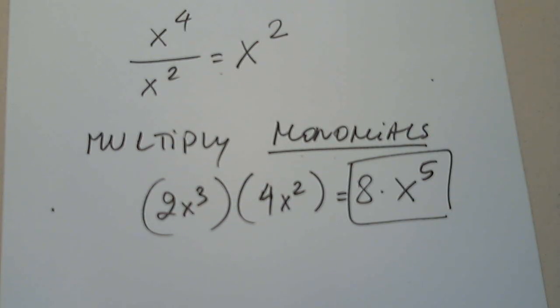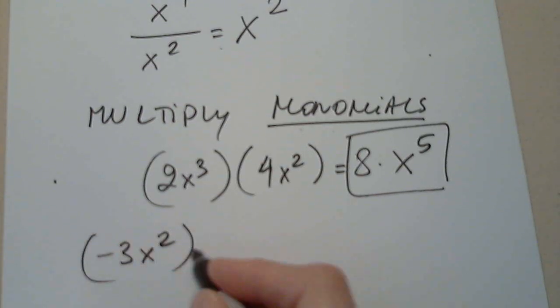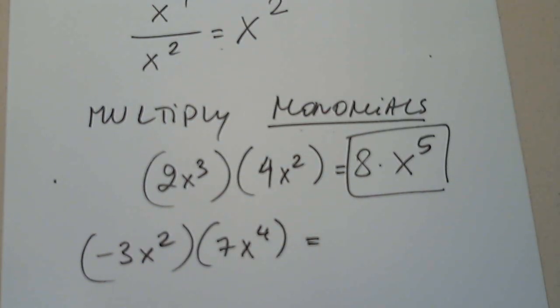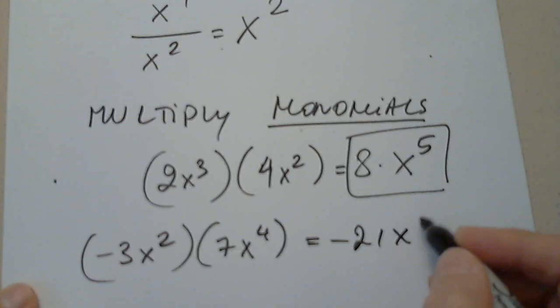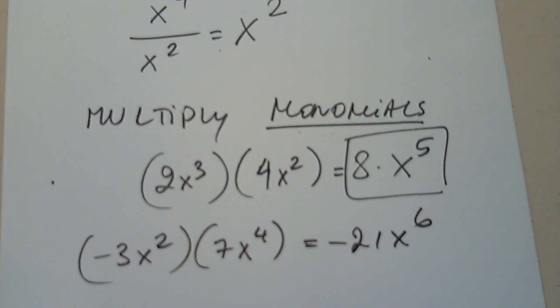So here's another example. Let's say negative 3x squared multiplied by 7x to the fourth. Can anyone give us the answer to this? Negative 21x to the sixth power. Very good. Copy the base, add the exponents.